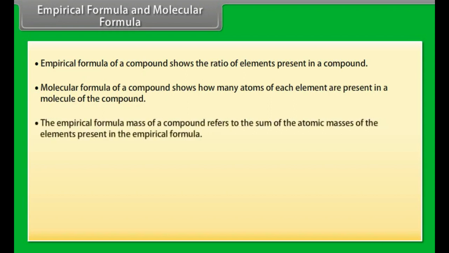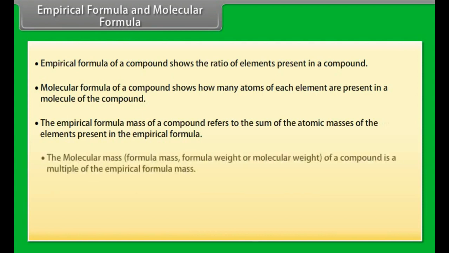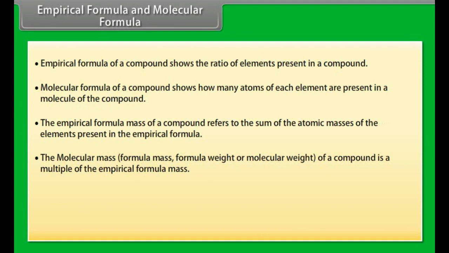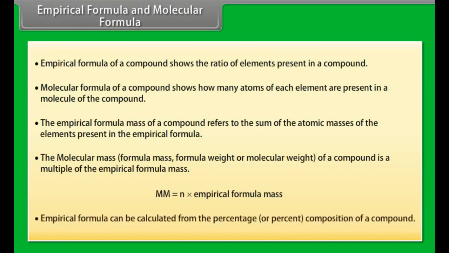The empirical formula mass of a compound refers to the sum of the atomic masses of the elements present in the empirical formula. The molecular mass, formula weight, or molecular weight of a compound is a multiple of the empirical formula mass. Molecular mass is equal to N into empirical formula mass. Empirical formula can be calculated from the percentage or percent composition of a compound.